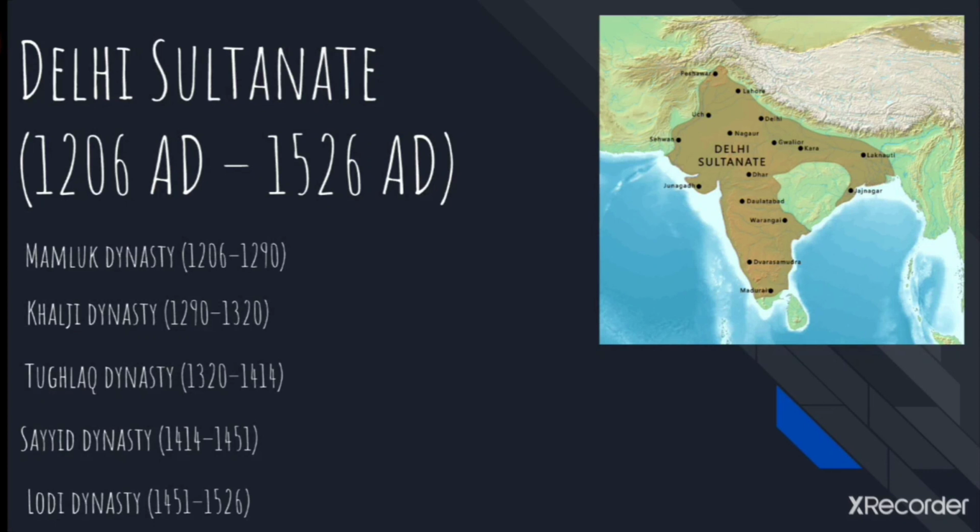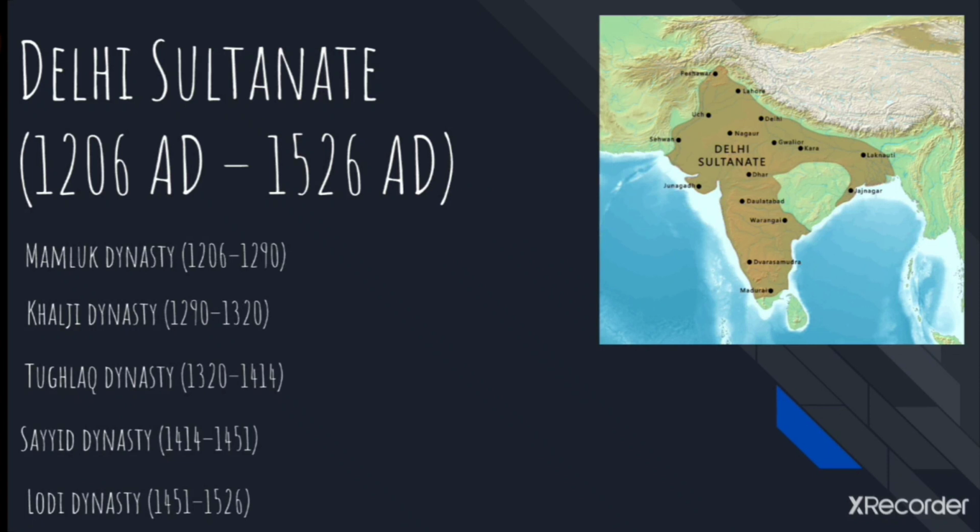The first empire was the Delhi Sultanate. It ranged from 1206 AD to 1526 AD. It did not comprise one large dynasty. It comprised many small dynasties. As you can see, the first was the Mamluk dynasty. It ranged from 1206 to 1290 AD. It was also called the Slave dynasty, and it was the first dynasty of the Delhi Sultanate. Qutb-ud-din Aibak was the leader of this Mamluk dynasty. He was actually a slave before he rose to such power.